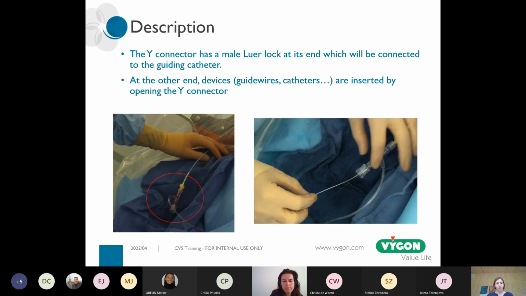Just to explain how the Y connector is connected. You have the patient on this side. Here, the Y connector is connected to the catheter guide, okay? And in the other extremity, you will insert the material.